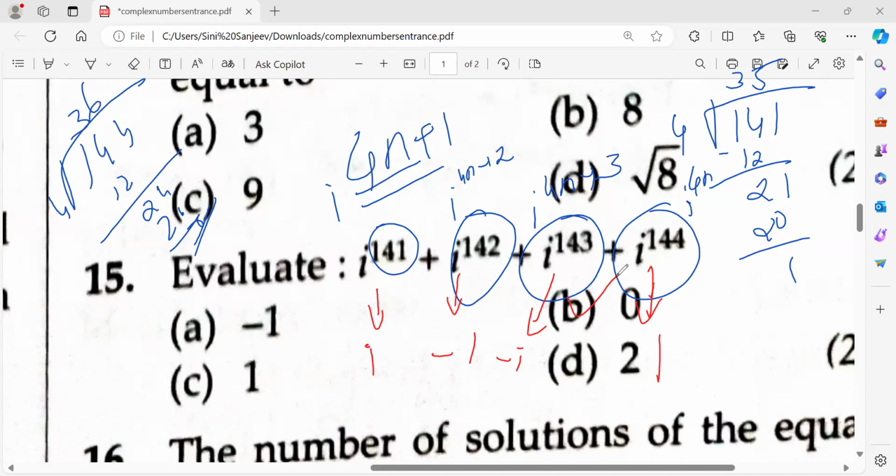Please remember the values of the shortcut. What is i power 4n plus 1? i. 4n plus 2 is what? Minus 1. If you are having difficulty remembering this, I have one more technique. This is my i, this is my i square, this is my i cube and this is my i power 4. Is it easy now? i square value is minus 1, i cube value is minus i, i power 4 value is 1. Is it clear?